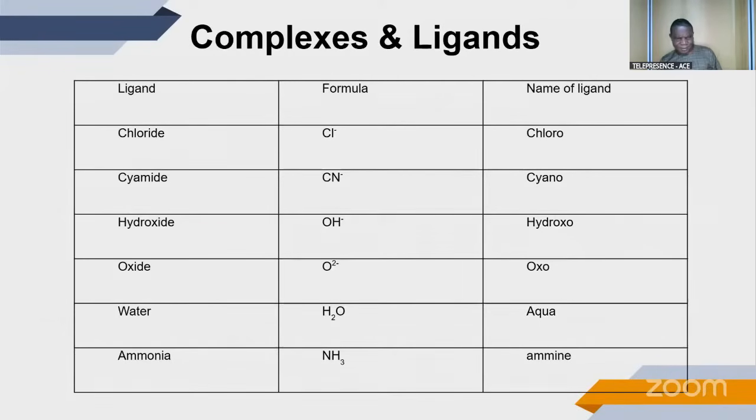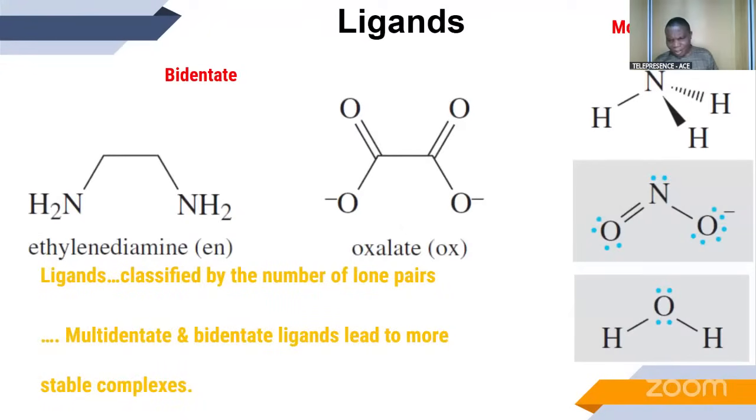Complexes and ligands, I think you are familiar with all this. If you start with anything ide, it will end with o. Water is aqua, ammonia is ammine. So you have a monodentate ligand, e.g., water, ammonia, then all the halogens, they are all monodentate. Oxalate, for instance, is a bidentate ligand. Then ethylene diamine is also a bidentate ligand.